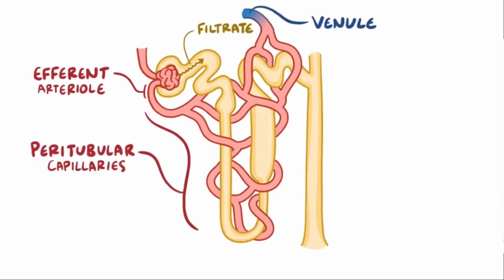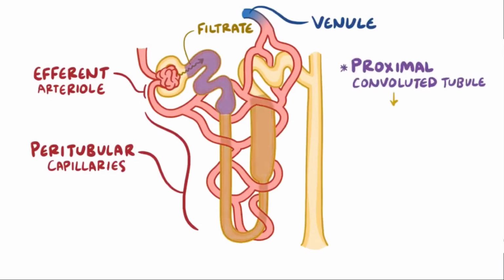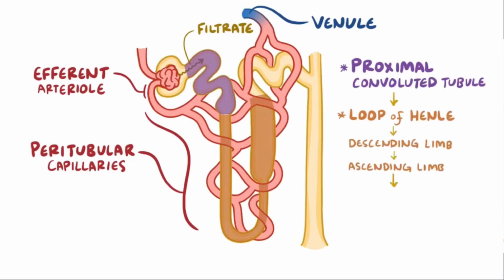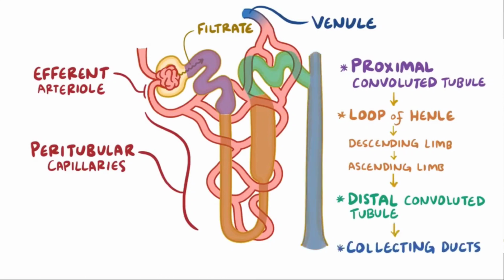Now, the renal tubule is a structure with several segments: the proximal convoluted tubule, the U-shaped loop of Henle with a descending and ascending limb, and the distal convoluted tubule, which winds and twists back up again, before emptying into the collecting duct, which collects the final urine.